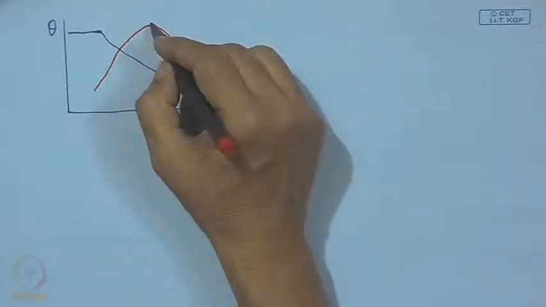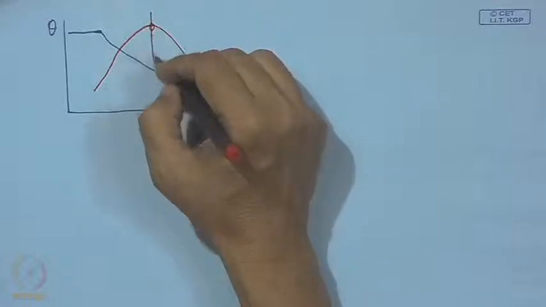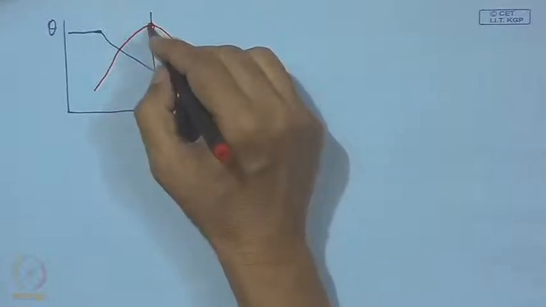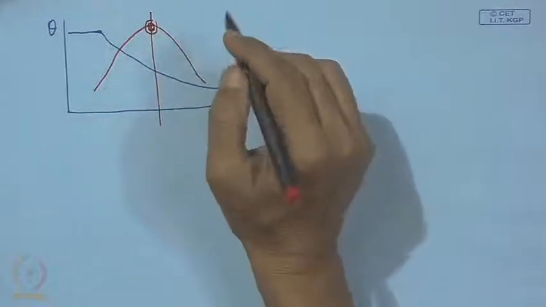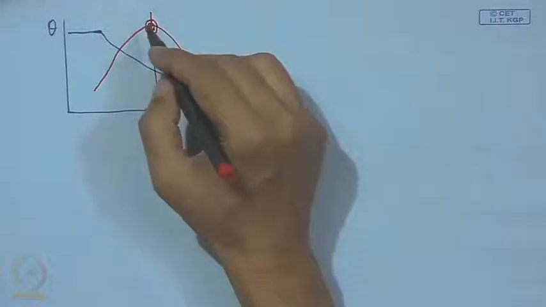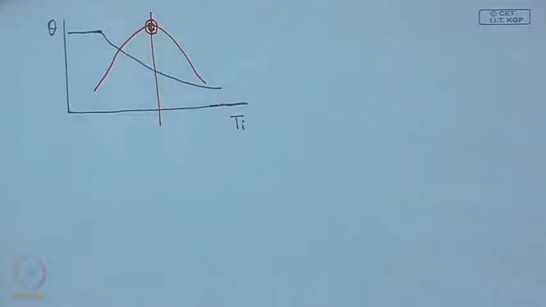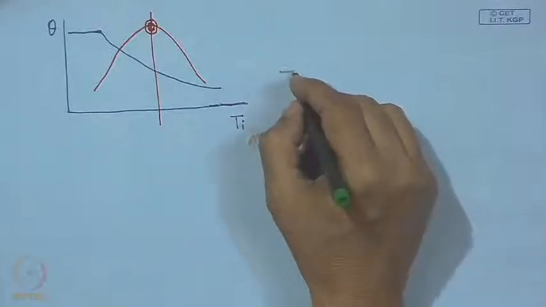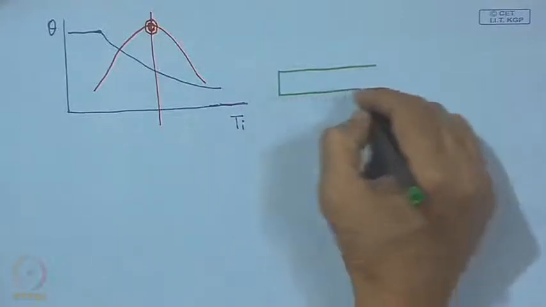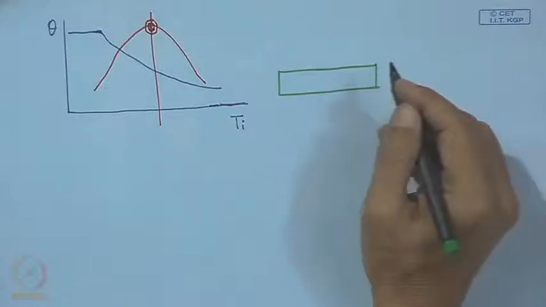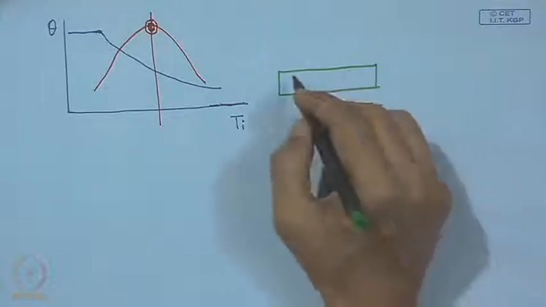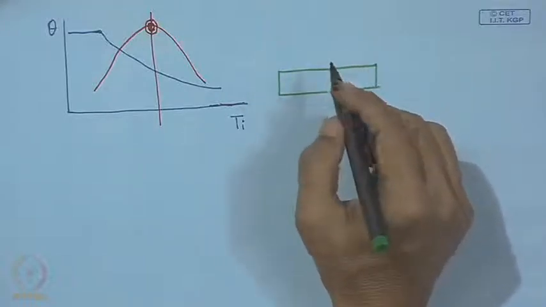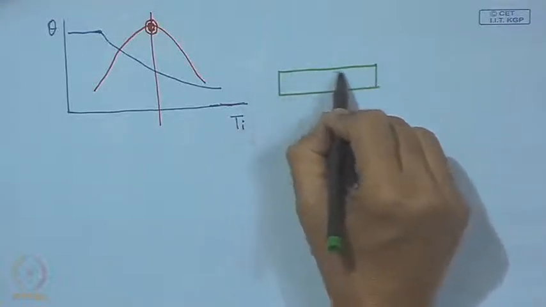It comes like this. That means this is actually where we get the highest bond strength, and on the two sides we have low bond strength. Now, this can be explained by this simple fact that when there is a small amount of titanium, we do not have enough titanium to have this reaction forming a continuous layer.